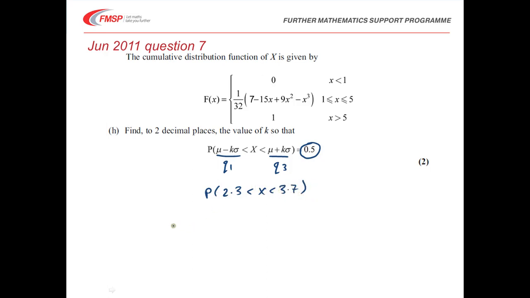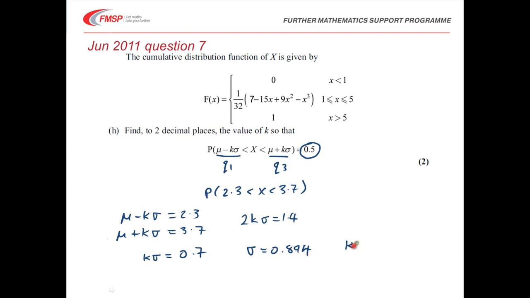And we therefore know that mu minus k sigma is equal to 2.3. We know that mu plus k sigma is equal to 3.7. And we can do some work on this to tidy it up. If we subtract these two equations, we get 2k sigma is equal to 1.4, so k sigma is equal to 0.7. We know what sigma is because we've worked that out in a previous question. Sigma is equal to 0.894. So as a consequence, k must equal 0.7 divided by that, which is going to give me around 0.78. Generally they are a little bit more lenient in the rounding. If you want three significant figures, it's 0.783.